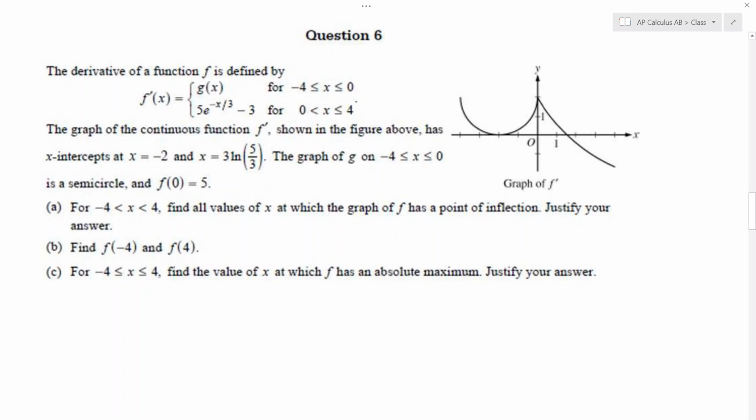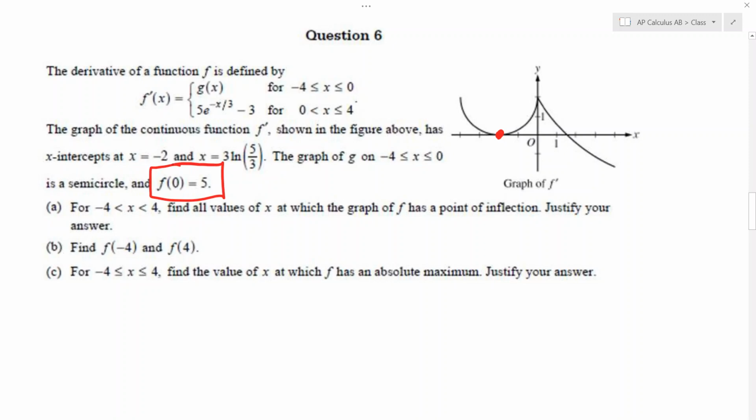Great. They told us the intercepts are at -2, that's right here, and 3 ln 5/3, which seems complicated, but all they did was take this piece here and solve it for 0. They added 3, they divided by 5, they took the natural log, then they multiplied by -3. Okay? That's what that is. Oh, and the negative, it should be 3/5. The negative out front, flip the fraction inside is what they did. But either way. And we know that f of 0 is 5. The fact that they gave us this piece means we can find any other values of f.